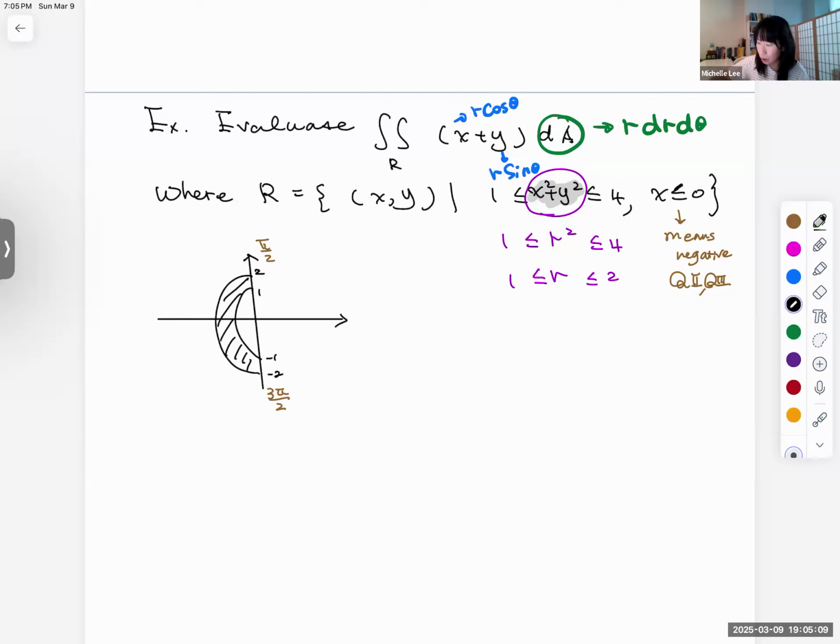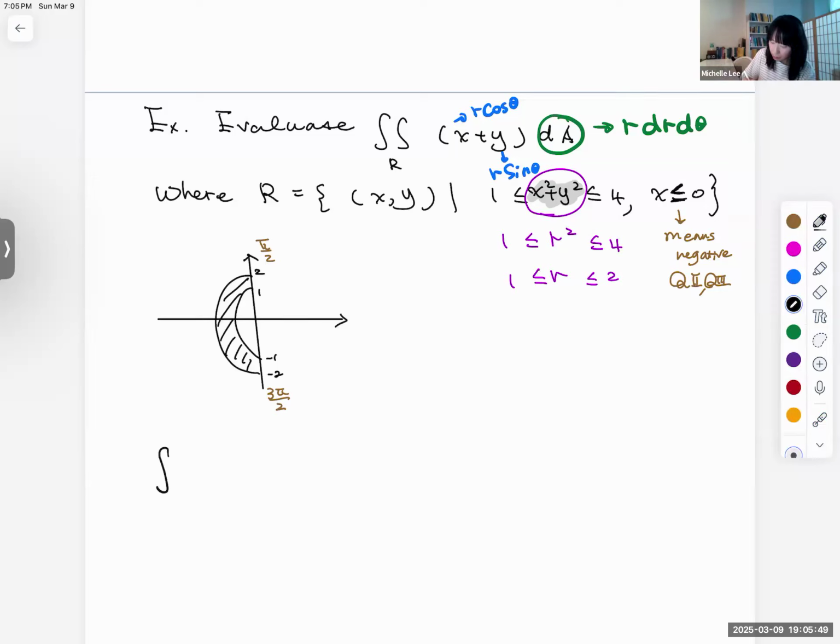Okay, now they give us this condition. x is less than or equal to 0. That means negative, yeah? So negative means theta between pi over 2 to 3 pi over 2, right? So quadrant 2, x is negative. Quadrant 3, x is negative, right? Okay, so let's do it.